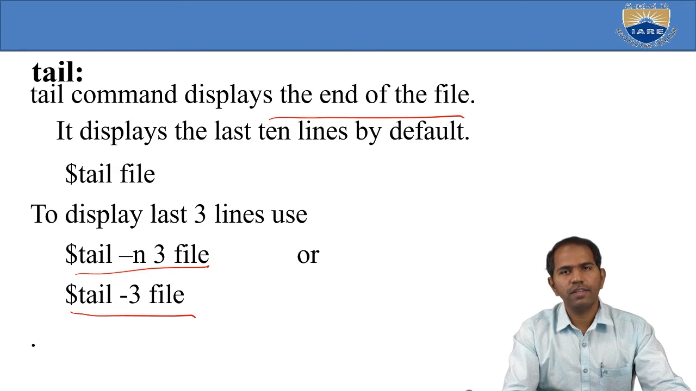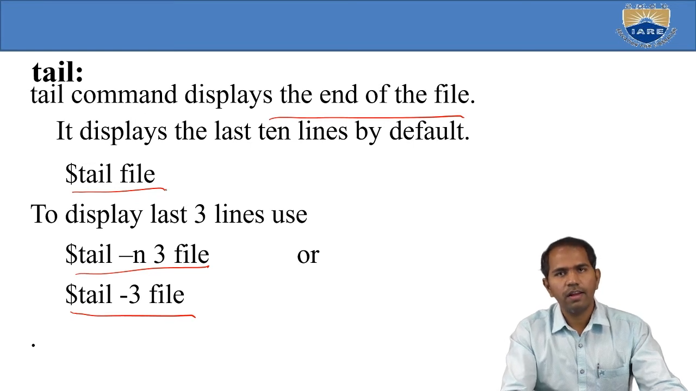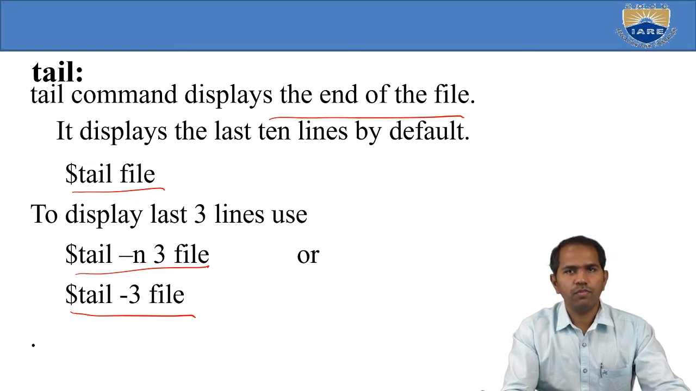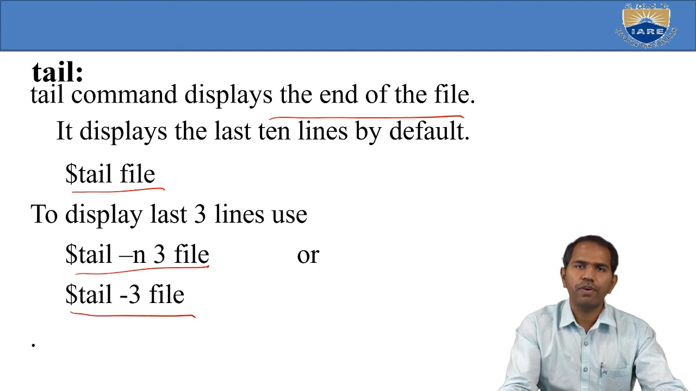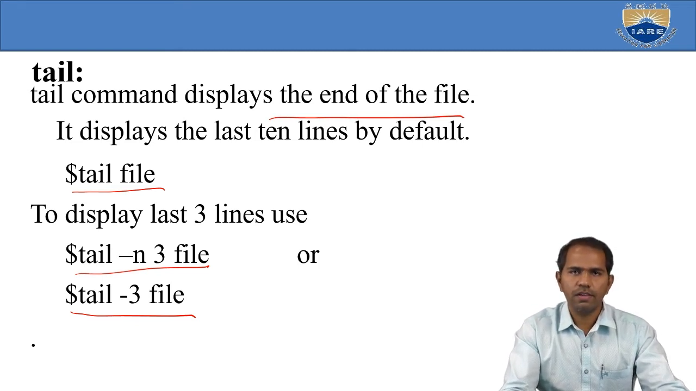To display the last 3 lines, use these commands. First, let's see what tail is. Tail means last lines, right? Tail shows the last 10 lines by default. Tail file name. So if I want to see the last 10 lines of our file, use $tail, where tail is a command, then the file name. The file name may be like CSC. Tail CSC. CSC has 20 lines. Out of that, the last 10 lines are displayed here.